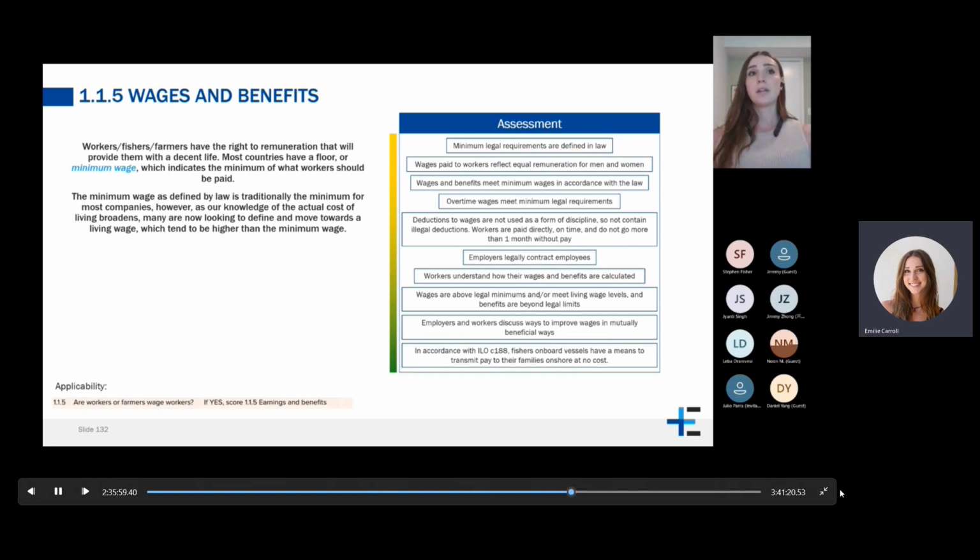In terms of applicability, it's important to check whether or not the workers or farmers are wage workers.